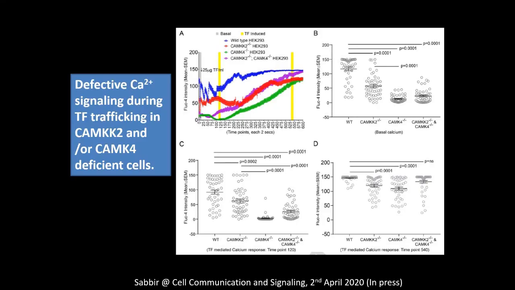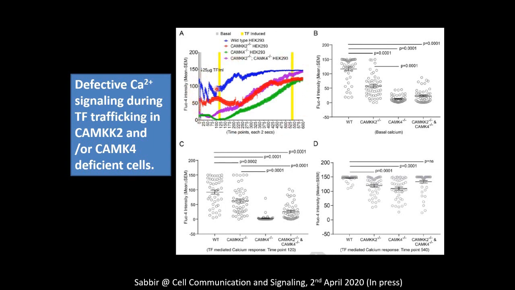Now, this is another very interesting data set which indicates defective calcium signaling during transferrin trafficking in CAMKK2 or CAMK4 deficient cells. In this set of experiments, HEK293 and CAMKK2 or CAMK4 deficient cells were treated with 25 microgram transferrin per ml, and then the cells were live imaged for fluorophore intensity change.